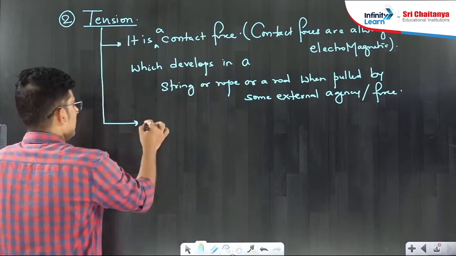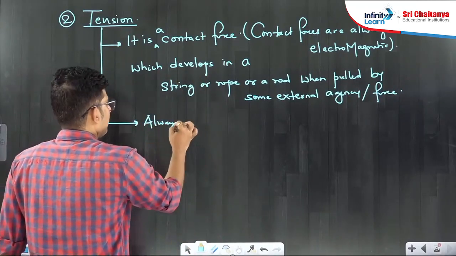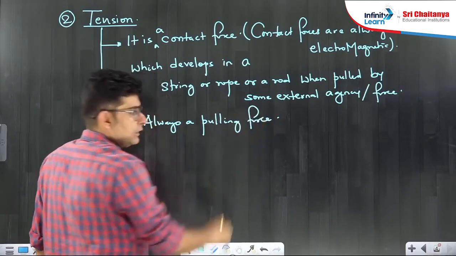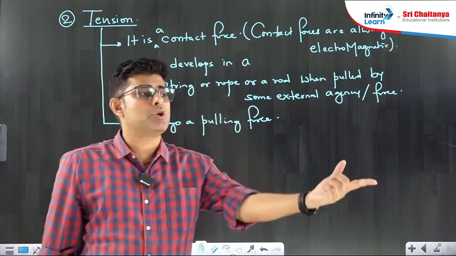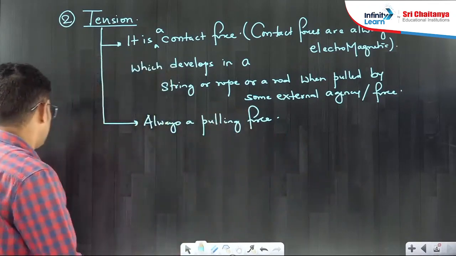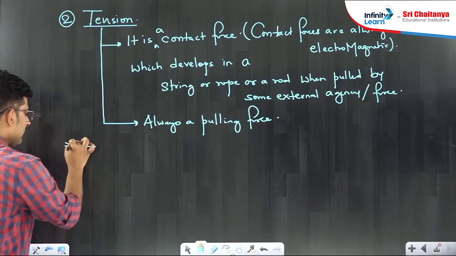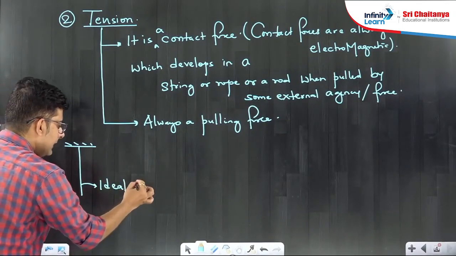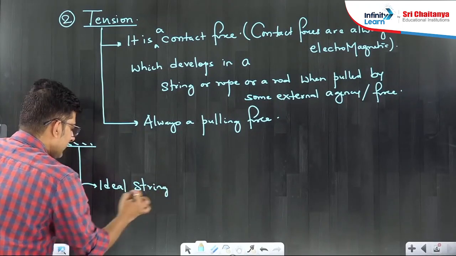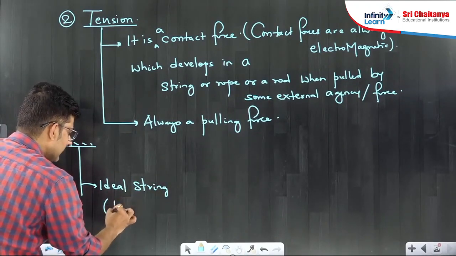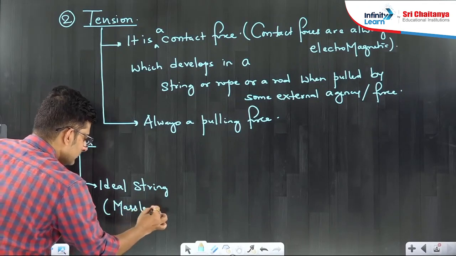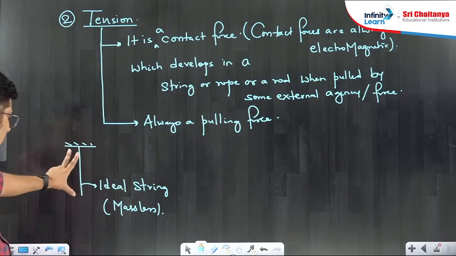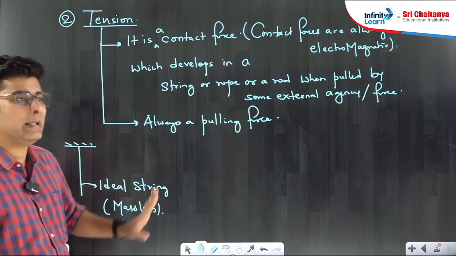So tension is always a pulling force. It will always pull. You cannot push by tension. It is always pulling force. Now when we suppose by a ceiling, this is an ideal string. What do we mean by ideal string? It is almost massless. Okay, it is massless. There is no mass in this, or we can assume the mass to be negligible, correct?